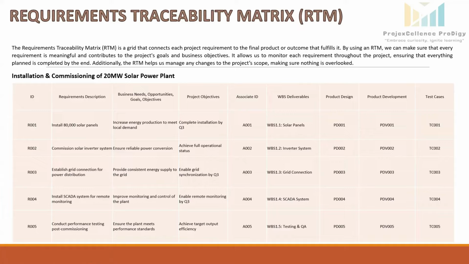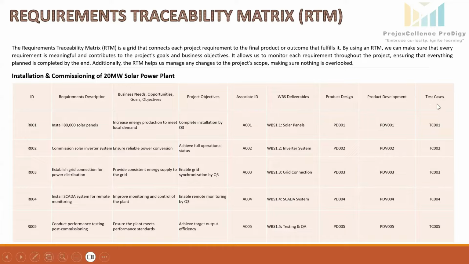Product development, next column, PDV001. It links the requirement to specific development activities that will ensure the requirement is met. For example, PDV001 could represent the phase in which the solar panels are procured and prepared for installation.